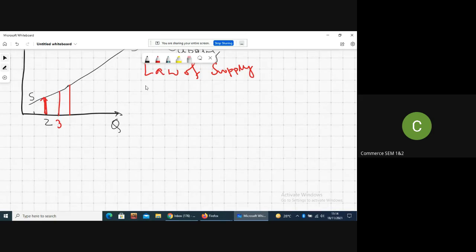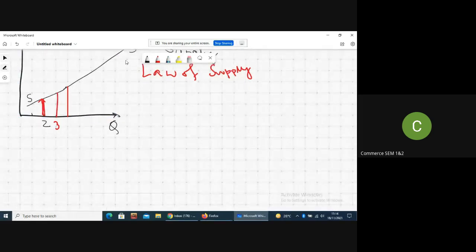Next is the supply function. What is the supply function?